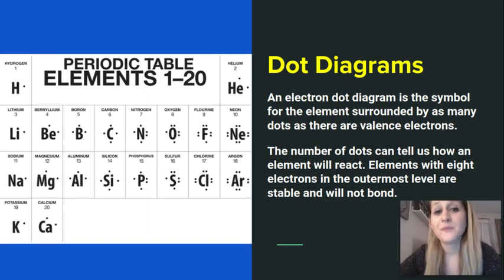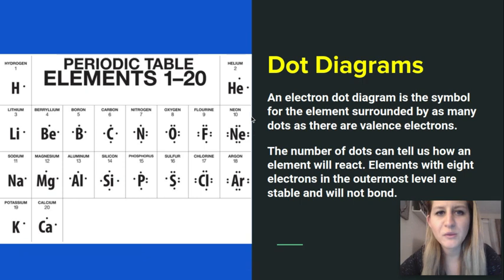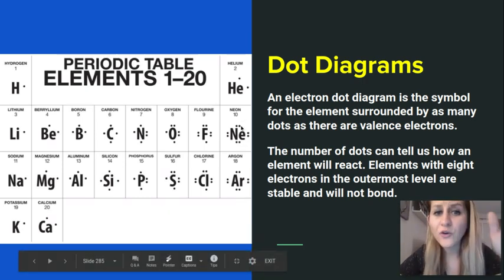So remember, the goal is to be stable. If you look on the right-hand side, you'll notice that helium, neon, and argon, they are all noble gases. They're full. They're stable. They can't fit any more electrons. Remember, helium only has one energy level. That's why there are only 2 electrons. But neon and argon, they are both full. They have all 8 electrons, so they can't fit any more.